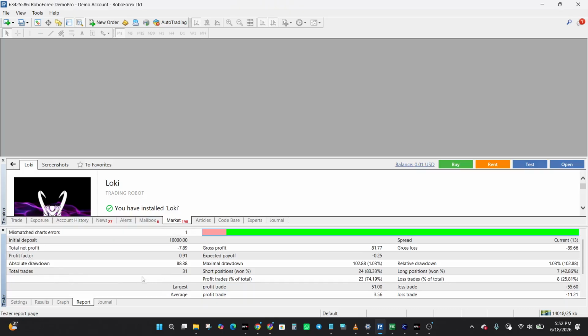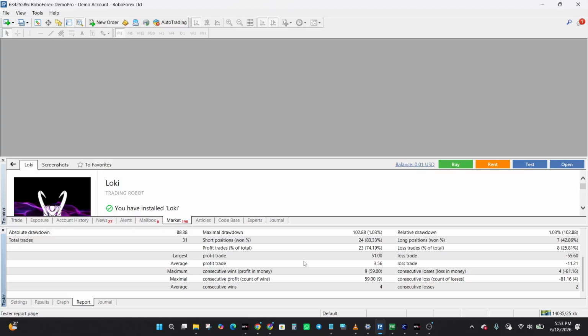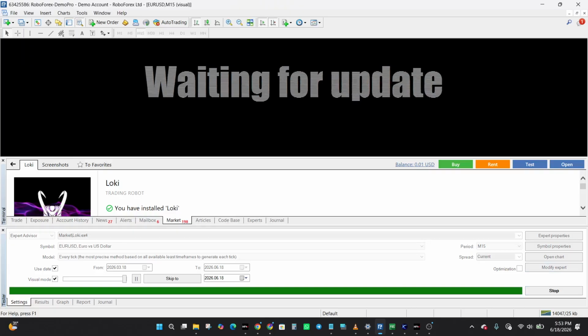Out of 31 trades taken, 23 were profitable, giving us a 74.19% win rate. Largest profit was $51, largest loss was $55.6. Average profit was $3.56, average loss $11.21. All right, so that tells me that the risk to reward ratio is very bad. Let's head over to the visuals, turn on the visuals, and let's see this EA in action.